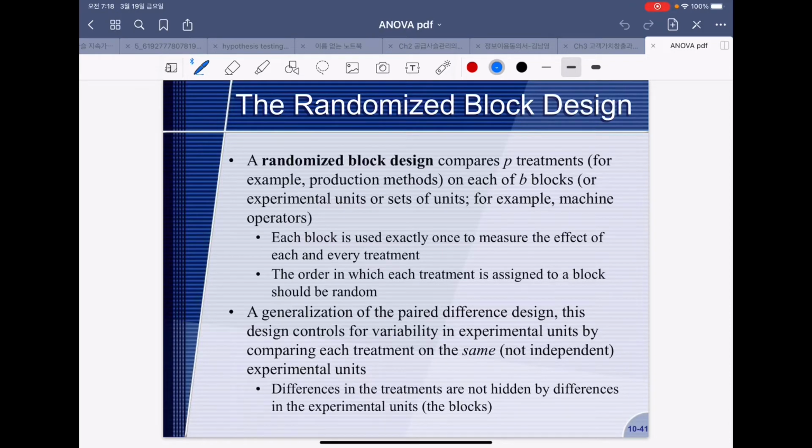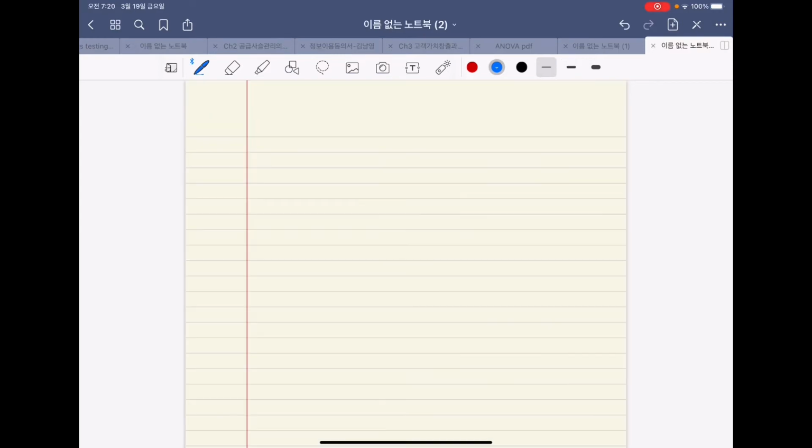Hello everyone. Let's continue ANOVA. Before we go into new stuff, I'm going to talk to you about the classification of ANOVA. Let's go to note. Let's talk about the classification of ANOVA.